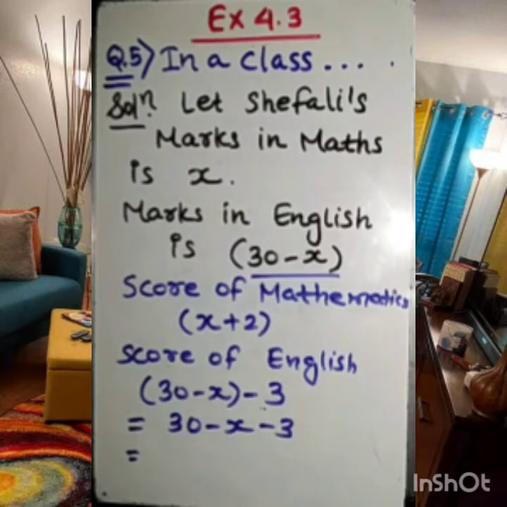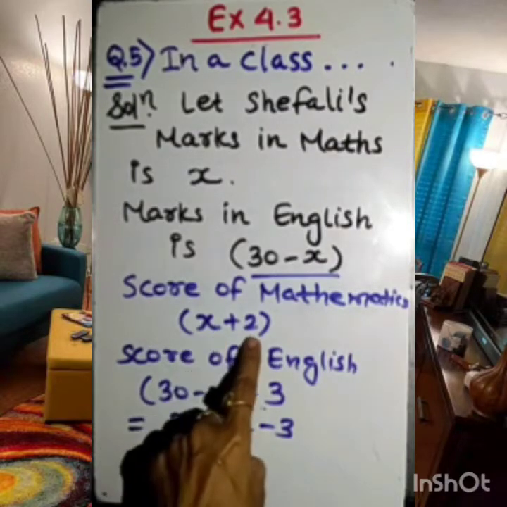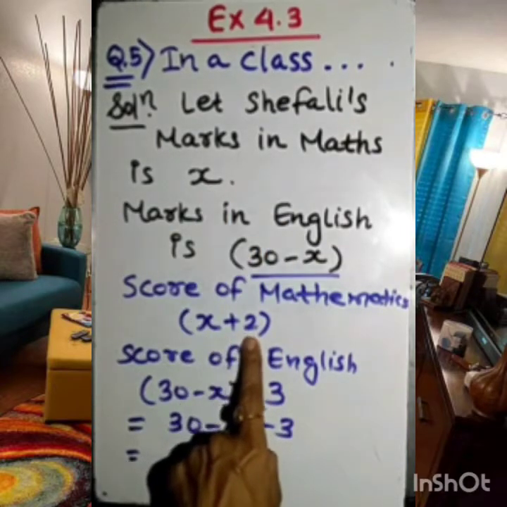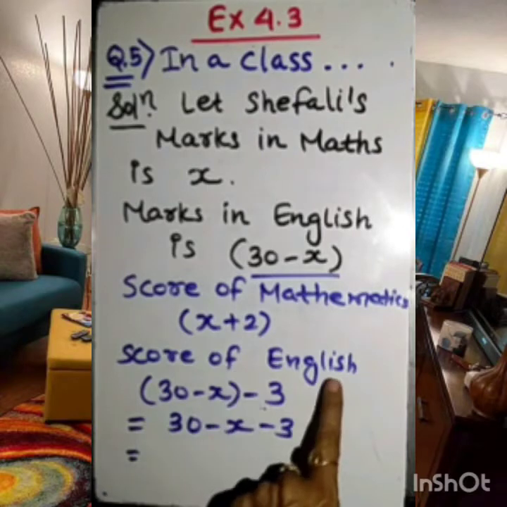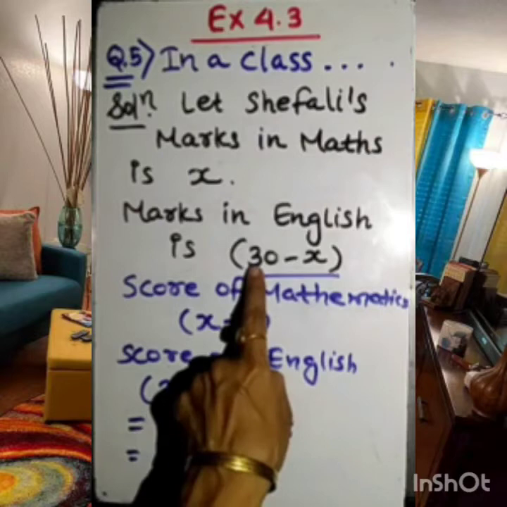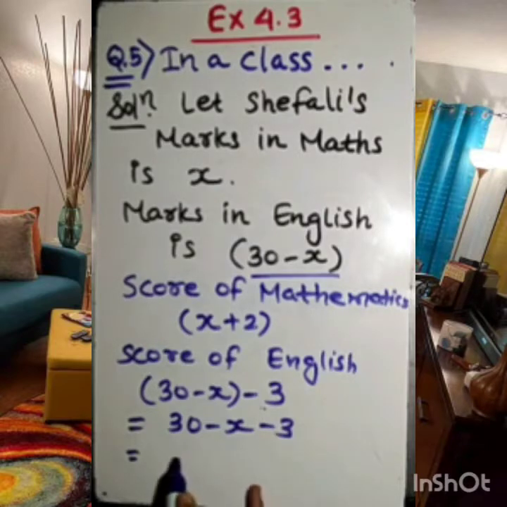Under this condition, if we work out, they are saying we get 2 marks more in mathematics. Her score in mathematics is X plus 2. The reason is that it was X earlier and we are adding 2. And the score of English is 3 marks less than her previous score, which was 30 minus X. From that I am subtracting 3. So you know very well, 30 minus 3 is 27, so it is 27 minus X.